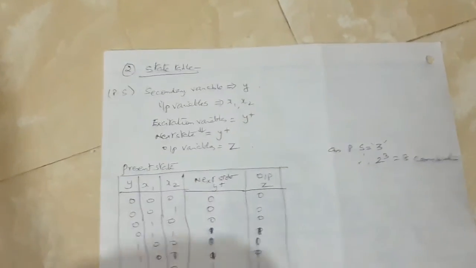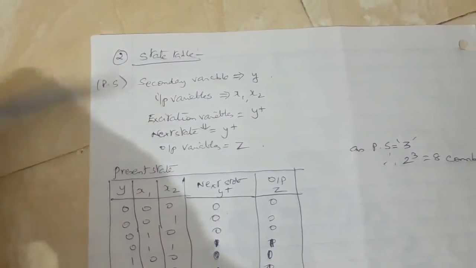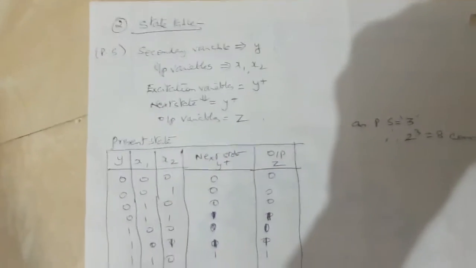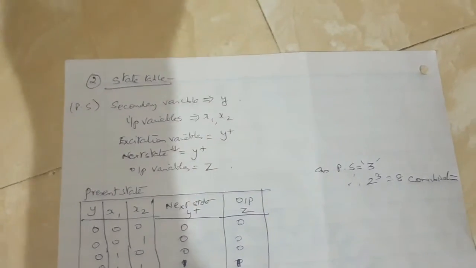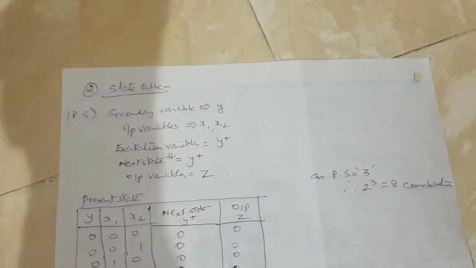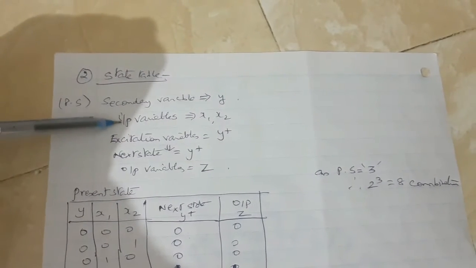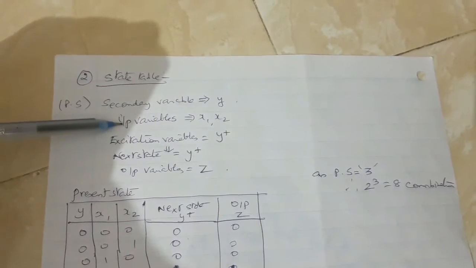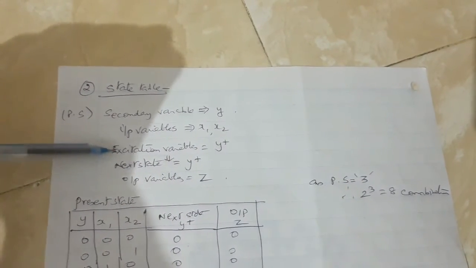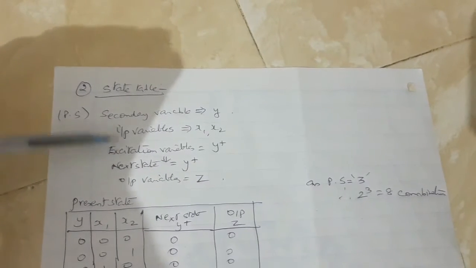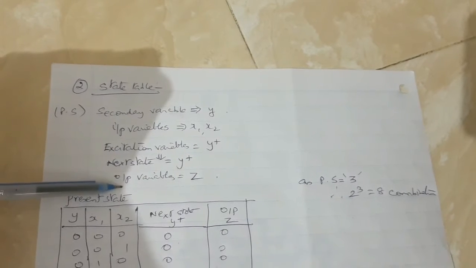So after we have done that, the second step is to come out with a state table. To define a state table, as I already told you, you should be very clear about what are the input variable, excitation variable, secondary variables, and the output variable. Here the secondary variable is small y. I told you the input variables are x1 and x2. The excitation variable is y plus. The next state variable is y plus. That is the definition, and the output variable is z.